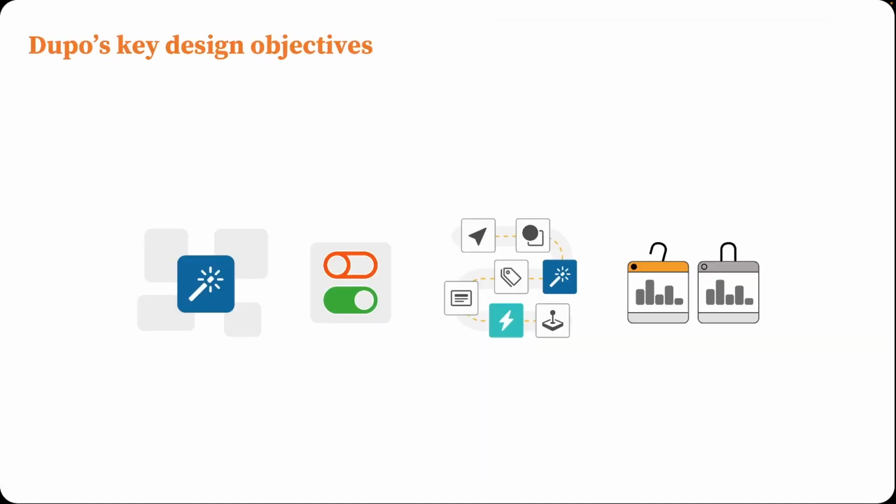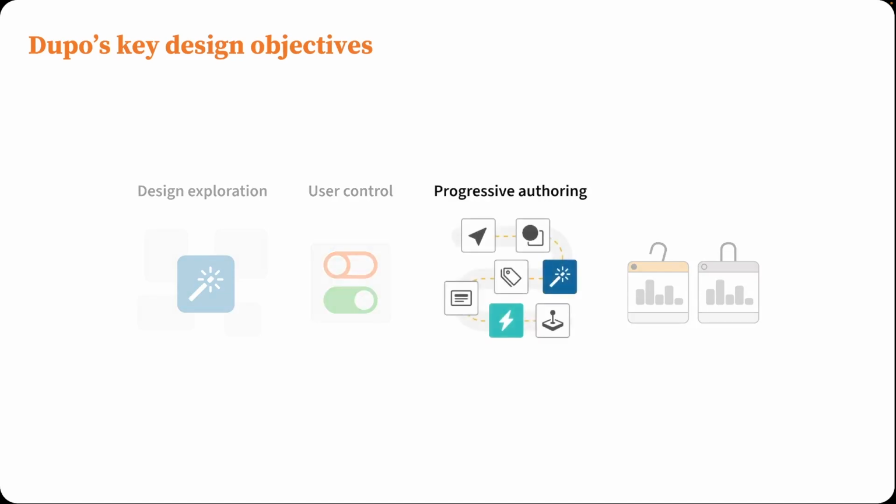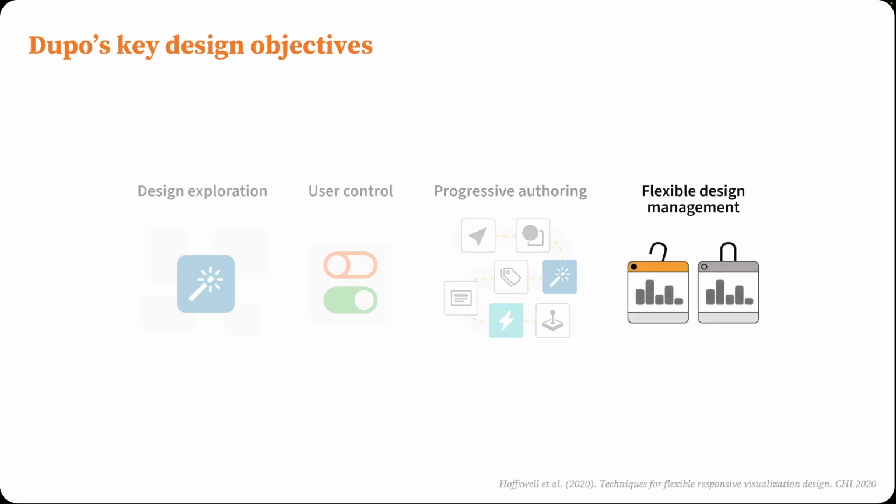We designed Dupo considering 4 objectives: supporting design exploration with automated features, retaining users' ability to control the recommender, allowing for using manual and automated features by adding one upon another whenever the user wants or progressively, and supporting flexible management of multiple responsive designs.